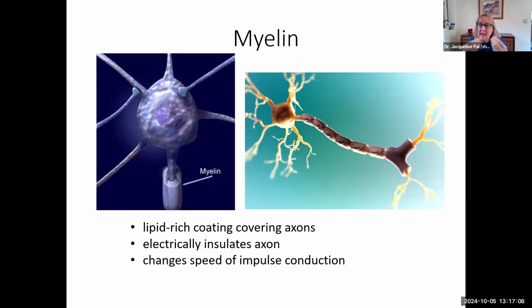You know how that's very white and fatty and greasy? That's like myelin is, okay? So it's very lipid rich, a very fatty coating, and it's on the outside of the axon.